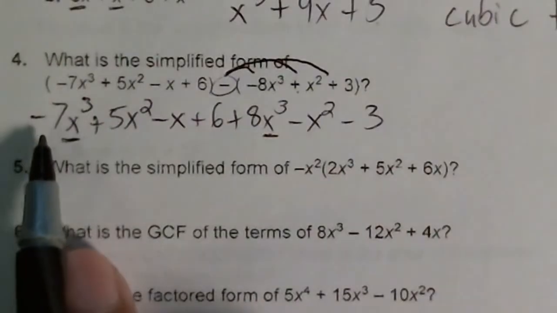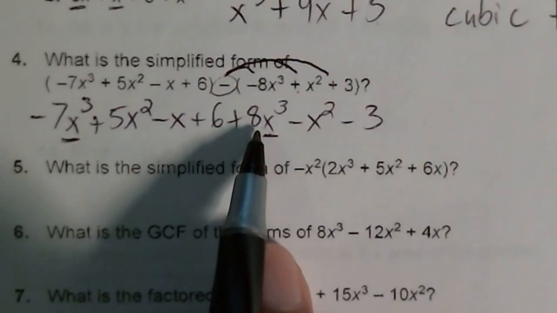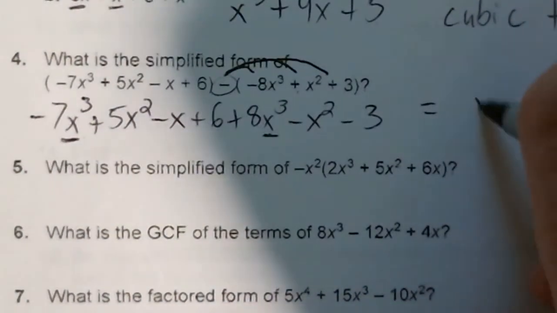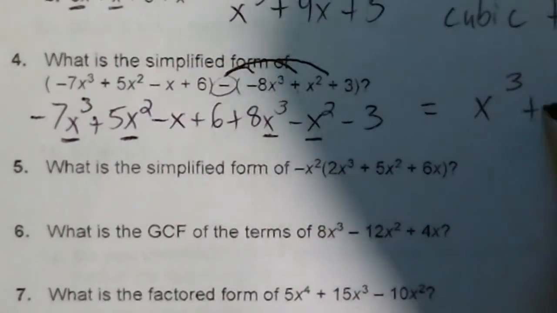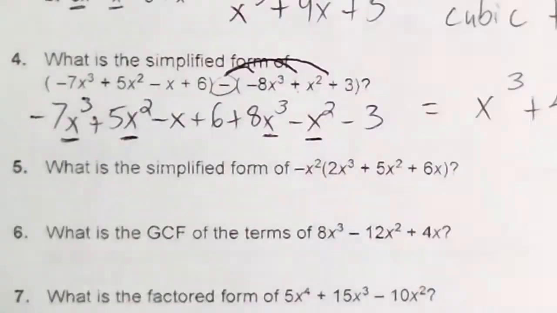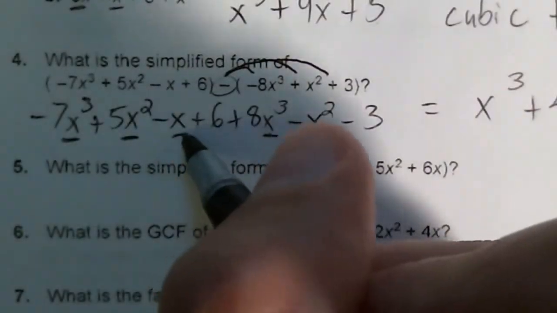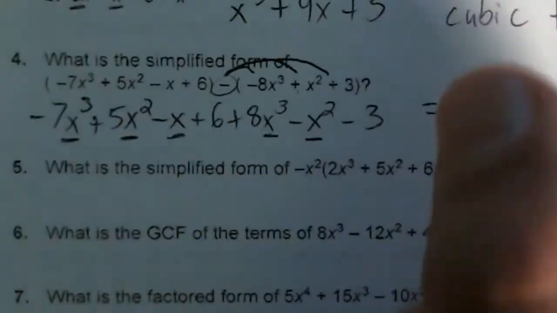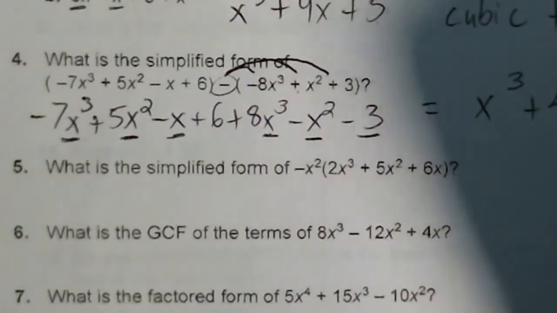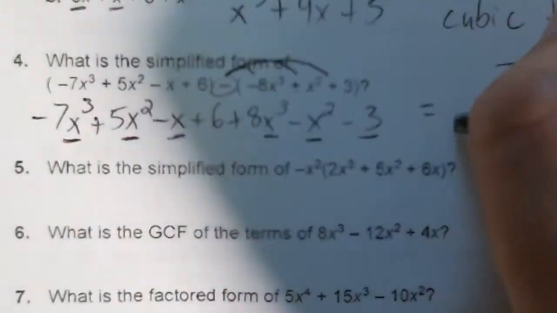Apples, apples, apples. Negative 7 apples plus 8 apples. How many apples do I have? 1 apple. I have 1x cubed. Oranges. 5 oranges minus 1 orange. How many oranges do I have? 4 oranges. Bananas. I have negative 1 banana. That's it. I just have minus 1 banana. And I have minus 3 grapes. And that's it. That's all I can do.